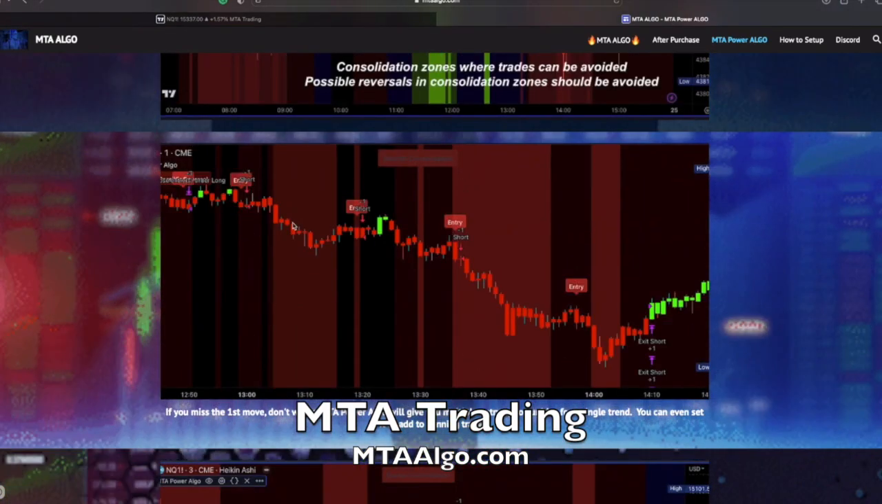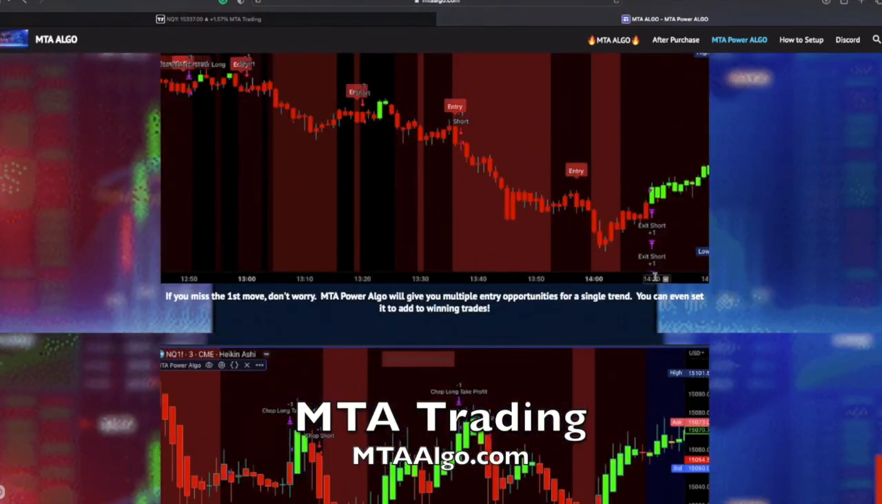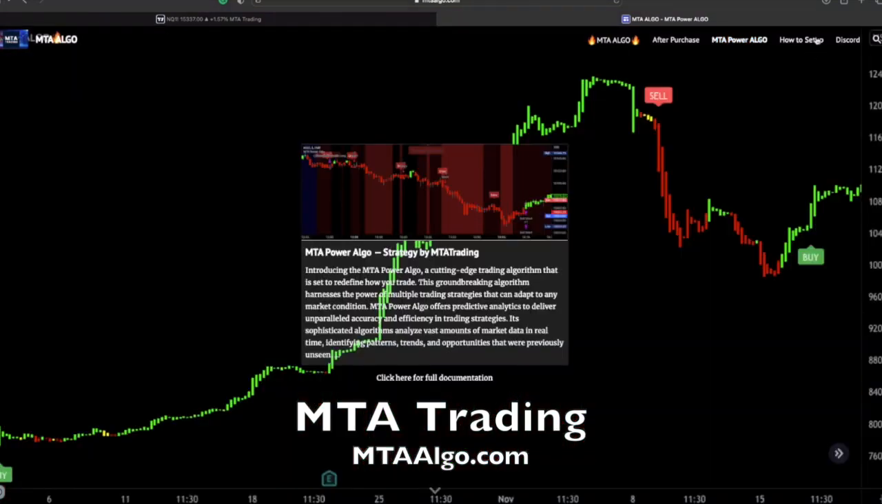Here's some real-time examples of how we use the algo to win. Go to how to set up your TradingView with the algo, or where to find this in your invite-only scripts.